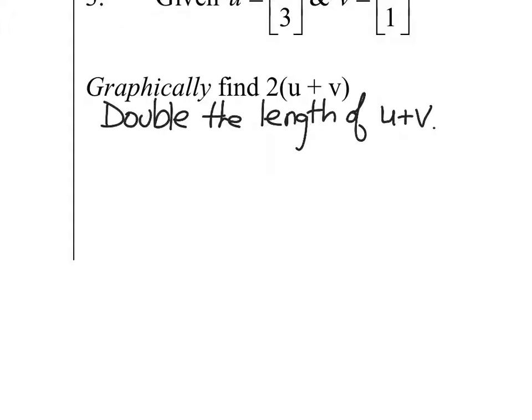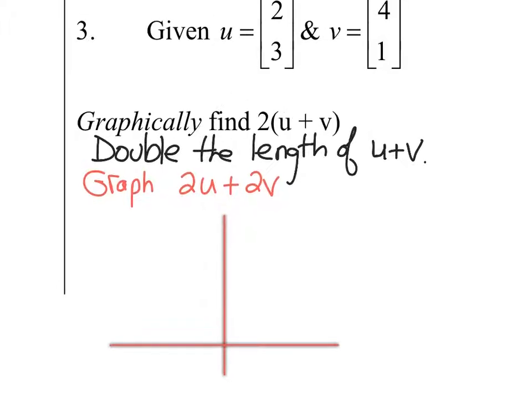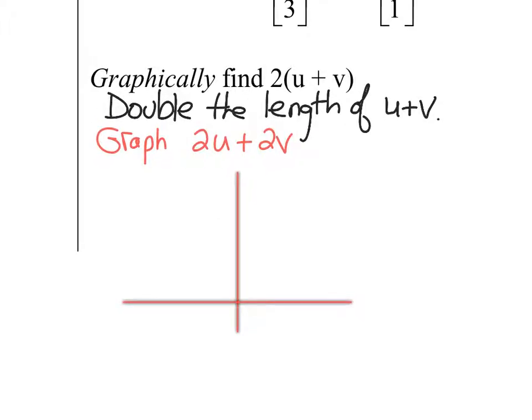All right, so I'm gonna graph 2u plus 2v. All right, so set up a set of axes. Positive stuff here, so I can go like this. 2, 3, and 4, 1, right? So 2, 3.